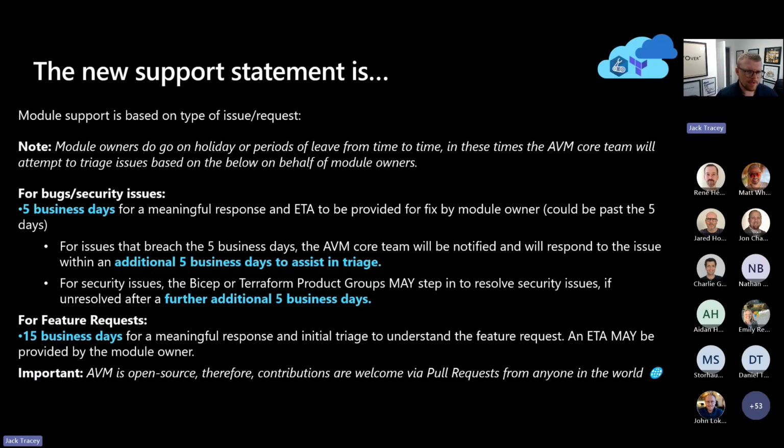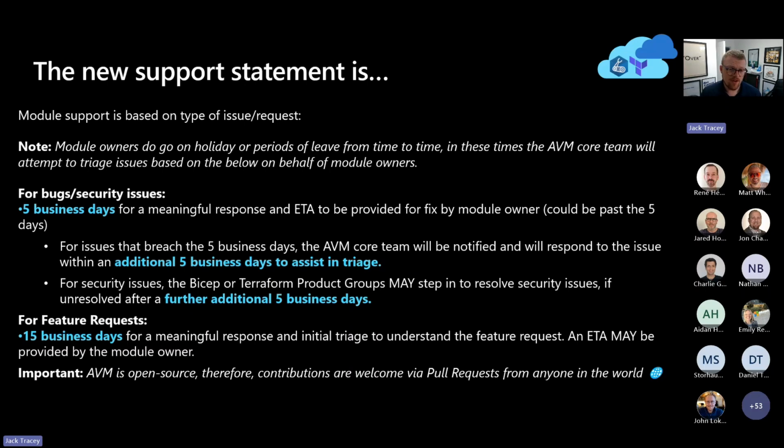So our new support statement is separating out issues and bugs from feature requests. And we've upped the times on the response times for these both as well. So we're saying for bugs and security issues, it's now 5 business days for a meaningful response and an ETA to be provided for a fix. That fix could be past the 5 days, but we're saying that we'll acknowledge it, we'll triage it, and we'll get that initial triage process done within the 5 business days.